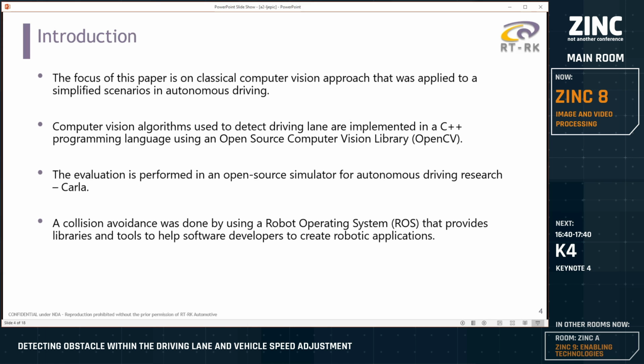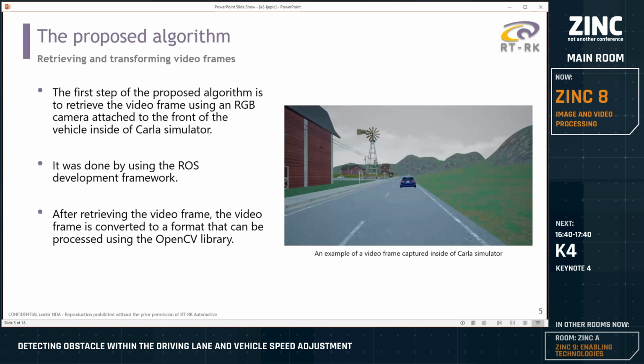To implement the algorithms, we will use the OpenCV library in the C++ programming language. For the evaluation, we used the open source simulator Carla, and finally we used the Robot Operating System to perform braking. The first step of the algorithm is to retrieve the video frame and to convert it into a format that can be processed by the OpenCV library. Retrieving and formatting was done inside the Carla simulator by using the ROS development framework. Here you can see an example of a video frame captured by the RGB camera in front of the vehicle.